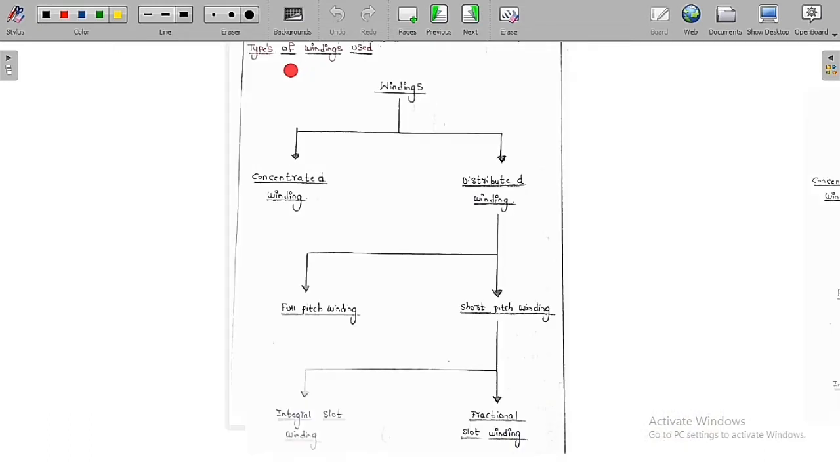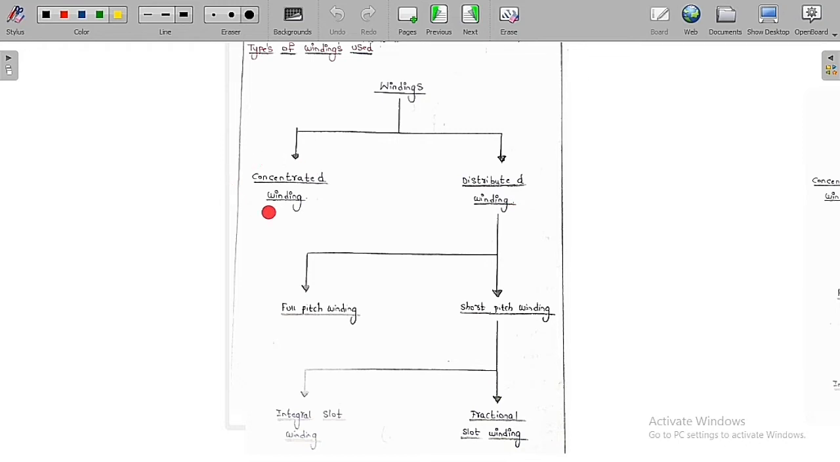Now we will discuss the types of windings which are used in machines. The windings are classified into two main categories. One is called the concentrated winding and the other is the distributed winding.